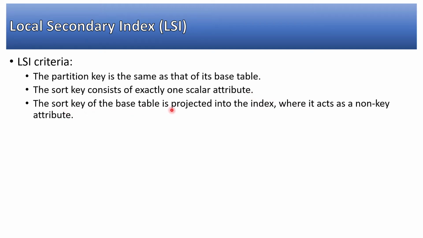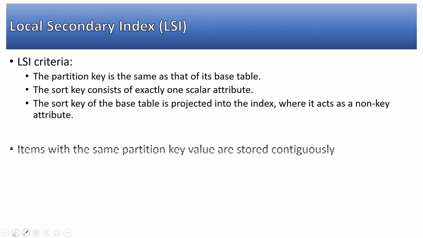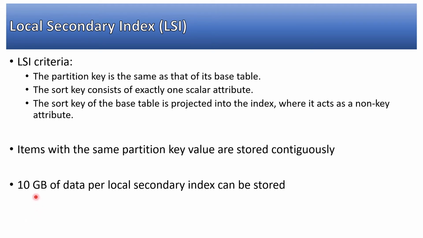The sort key of the base table is projected into the index, where it acts as a non-key attribute. It is same to GSI. Items with the same partition key value are stored contiguously. 10 GB of data per local secondary index can be stored. Beyond that, it cannot store. Beyond that, it will start giving an error.